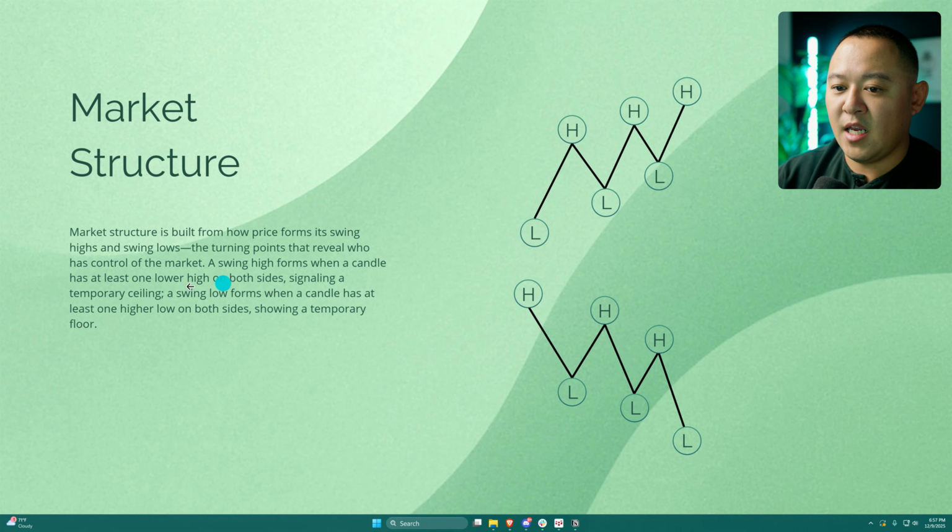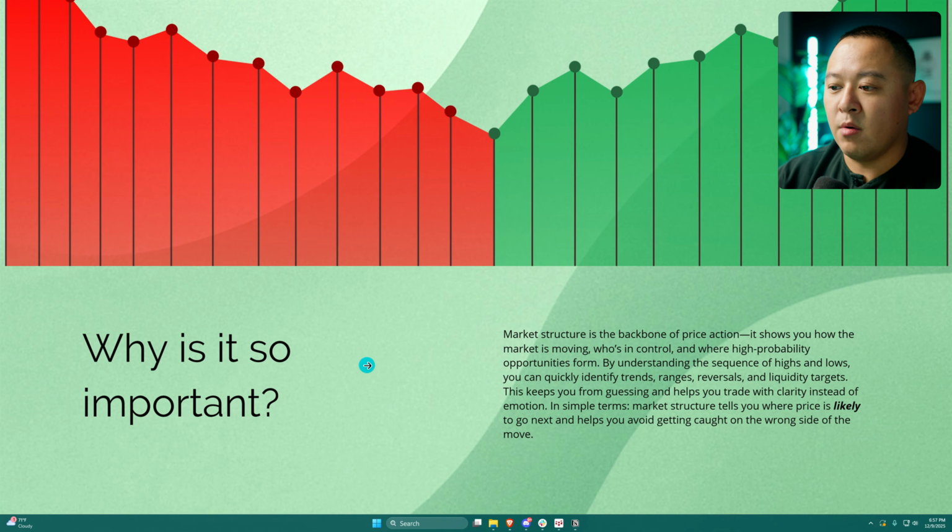A swing high forms when a candle has at least one lower high on both sides, signaling a temporary ceiling, and a swing low forms when a candle has at least one higher low on both sides, showing a temporary floor. Now over here we have some crude depictions of what market structure actually looks like. As you can see, as the market is trending higher, we have a low, high, higher low, higher high, higher low, higher high. And over here we have a bearish market structure where we have a high, low, lower high, lower low, lower high, lower low.